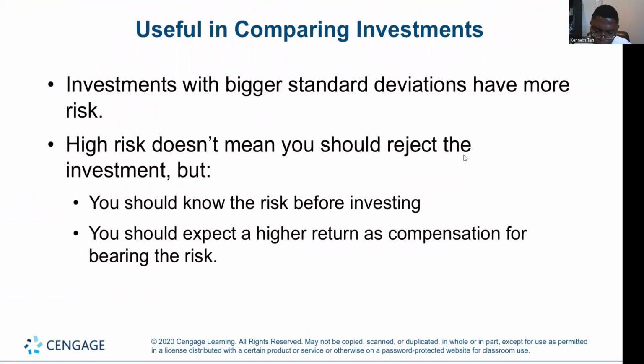So what is the useful information associated with comparing investments? The bigger the standard deviation, the more risk is associated with that particular asset. A large standard deviation just suggests that there is a large risk. This does not mean that we need to reject the investment. All it's telling us is that we should know about the risk before investing, and that we should expect a higher return as compensation for bearing that risk.